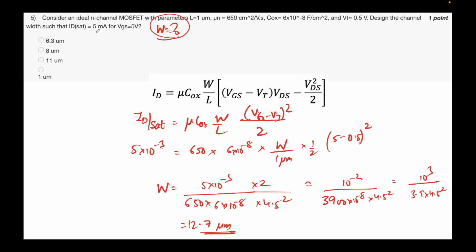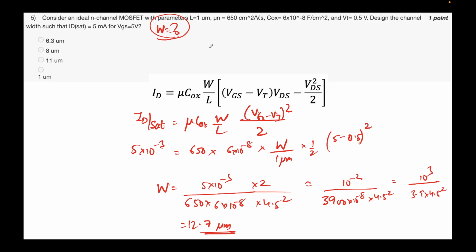We are required to do this for the saturation region, so this is the correct expression. Anyways, this is how it's actually done. We require a certain current, and we design for it. This is also a practice of design: what VT you want, what VGS.